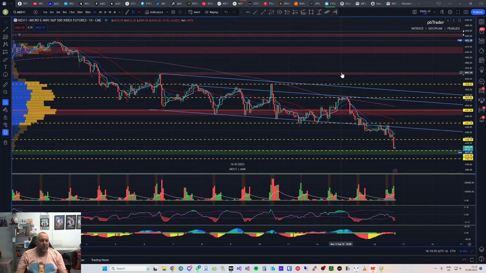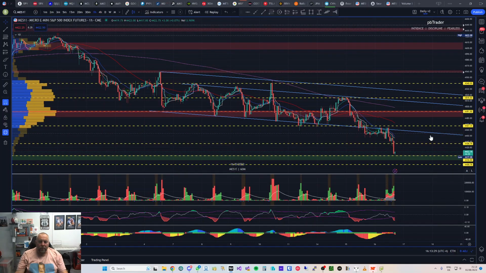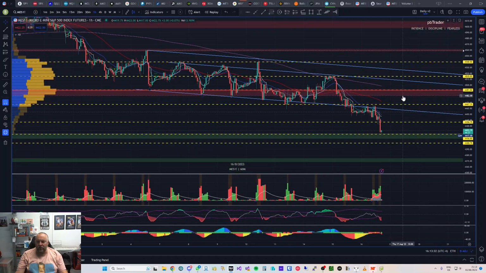MES is the mini micros version, which means it trades 10 times smaller, and on my small account I use, it's perfect for me because one ES is equivalent to 10 MESs, so it gives me a bit more flexibility for scaling in and out of trades. So that's the reason I use MES.